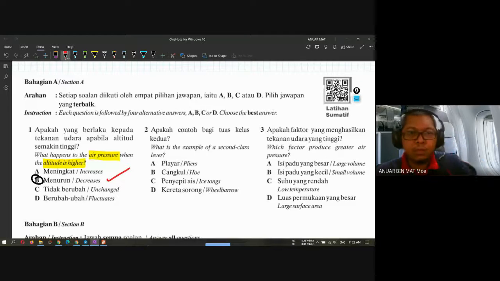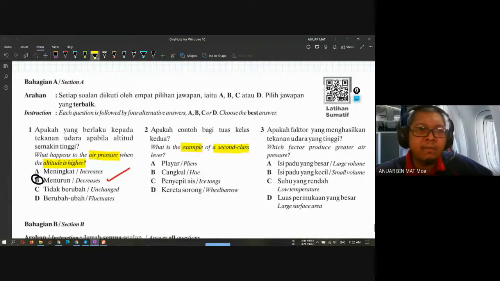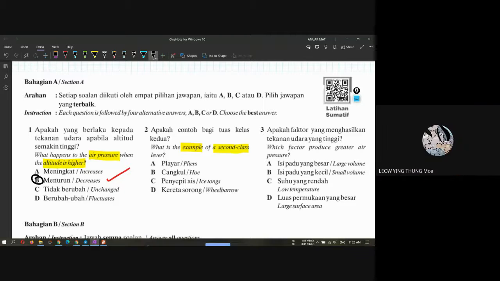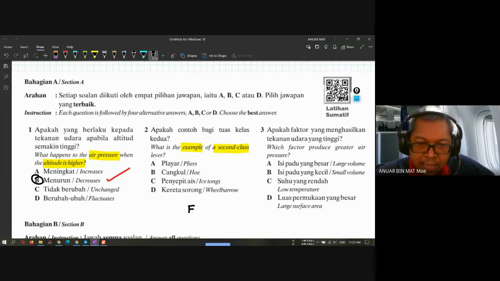Okay, so number 2. What is the example of second class lever? Again, if you can use highlighter, use a highlighter. Example of second class lever. You must understand the position of the fulcrum, load or effort at the middle of this class. Load, right. F-L-E. This is in the middle, right? Middle.